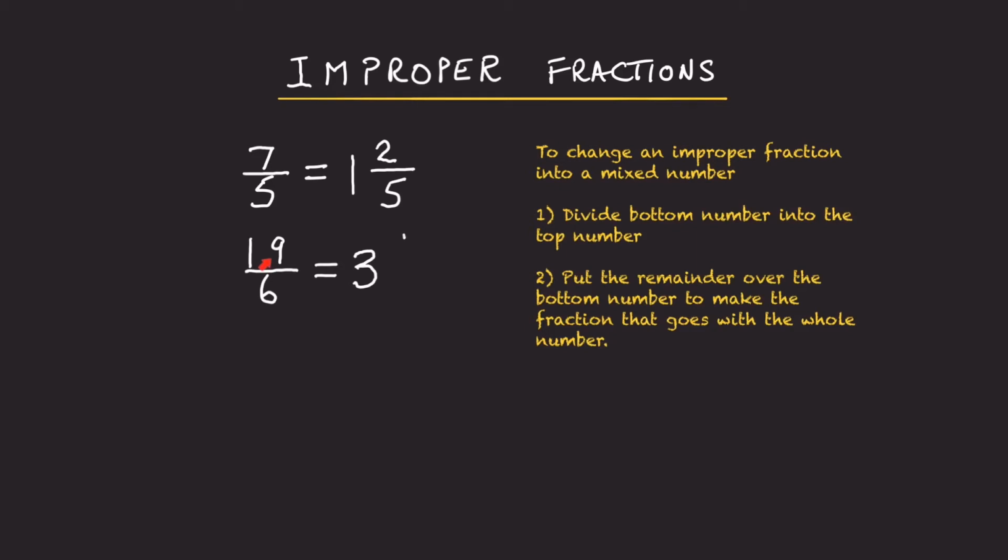There's a remainder of 1, and I'm going to put that 1 over the bottom number. I'm going to put 1 over 6. So the answer is going to be 3 whole numbers and 1 over 6.